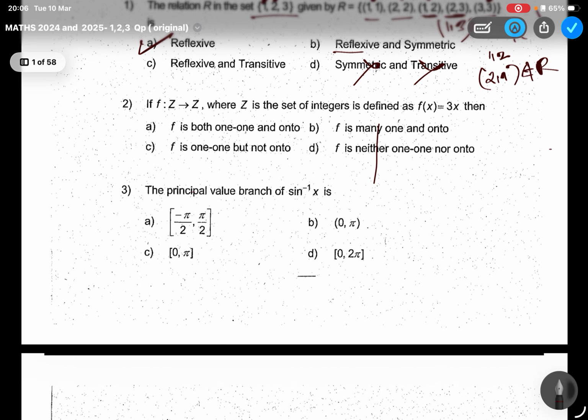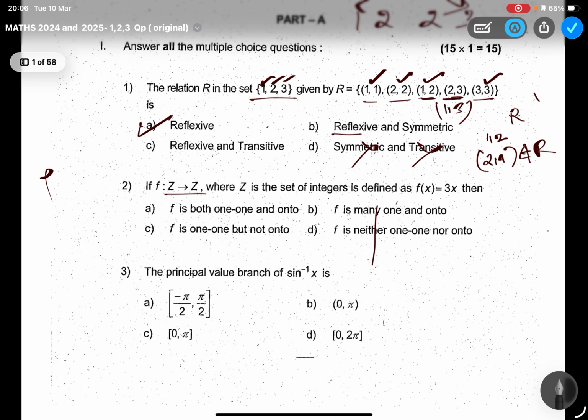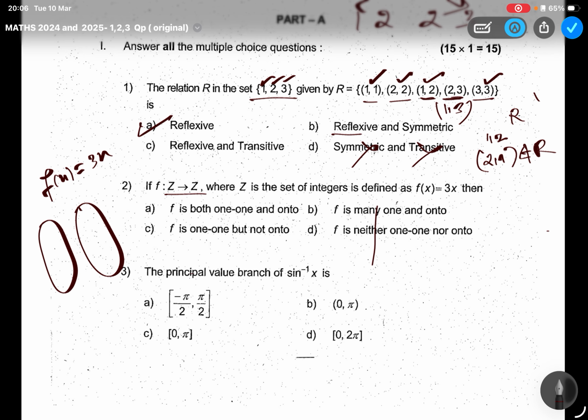And f is a mapping from Z to Z, where Z is the set of integers, defined as f(x) = 3x. We need to check whether this function f(x) = 3x is one-one or onto. It means Z to Z, you can consider the elements 0, 1, 2, 3, and also minus 1, minus 2, and so on.